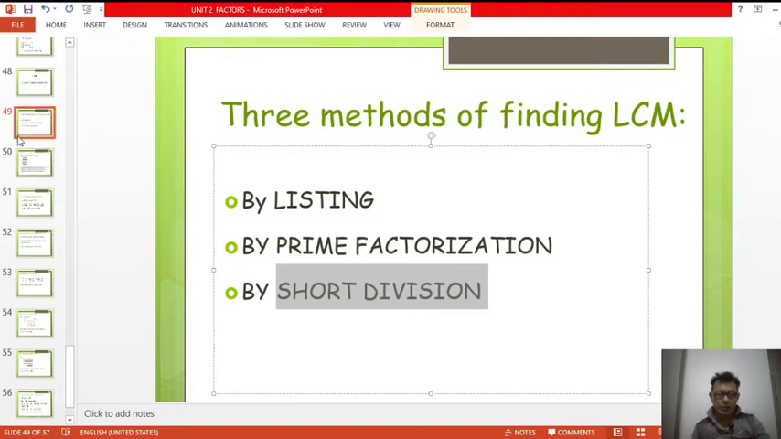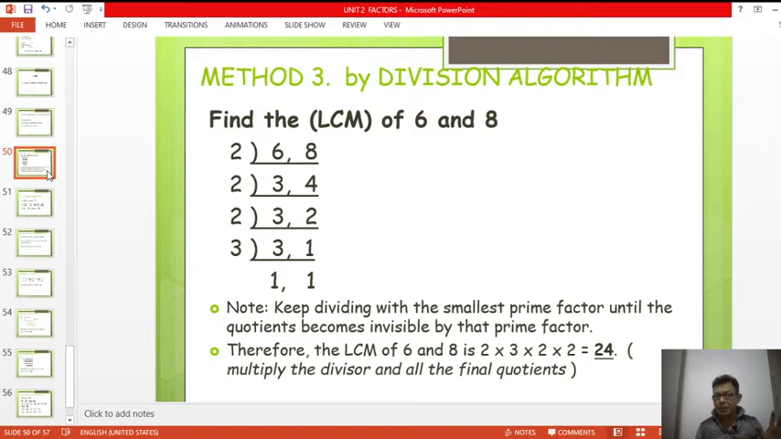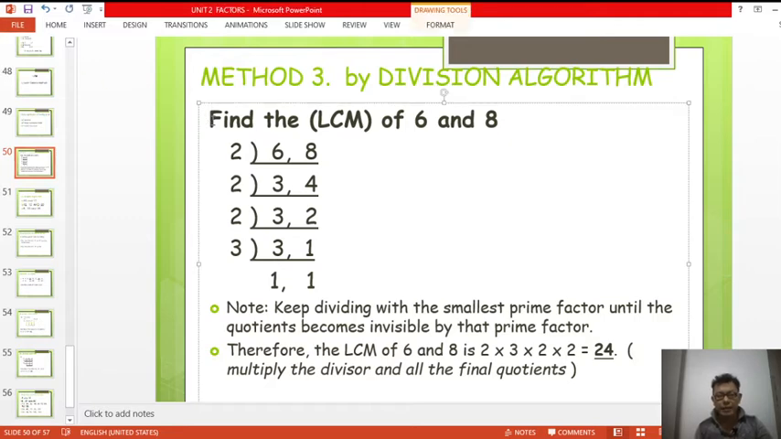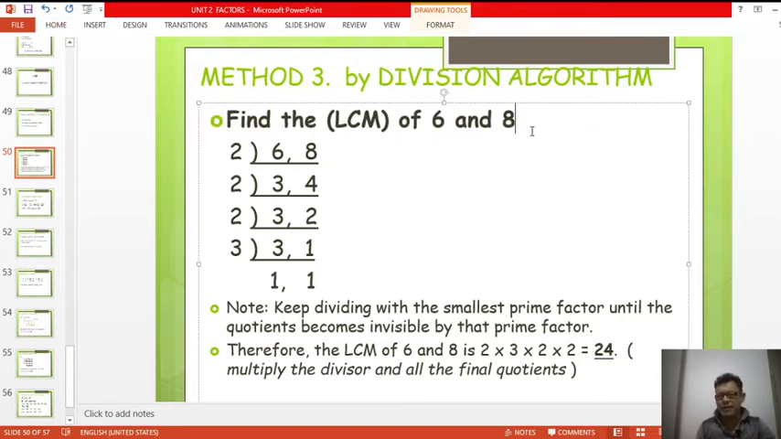To start, I'm giving you an example problem. So we have here example 1: find the LCM of 6 and 8, or lowest common multiple of 6 and 8, using division algorithm. So how are we going to do this?